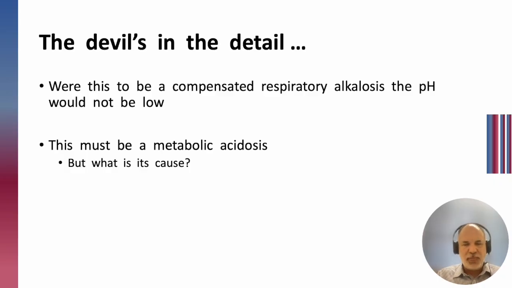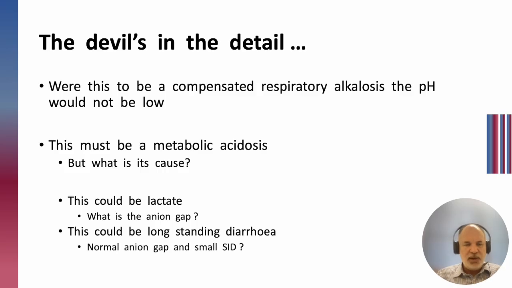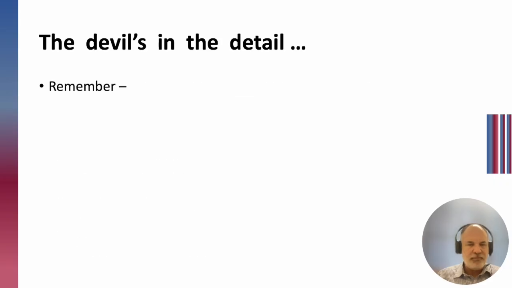And so, although this is a metabolic acidosis, teasing out the cause would take a little more detail. It could be lactate from the patient becoming dehydrated and shocked, but we would need to know what the anion gap and perhaps what the strong ion difference is. It could be long-standing diarrhea associated with a normal anion gap and a small strong ion difference. So we would have to tease our way through these various options.